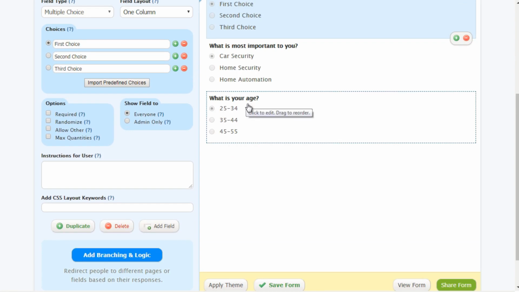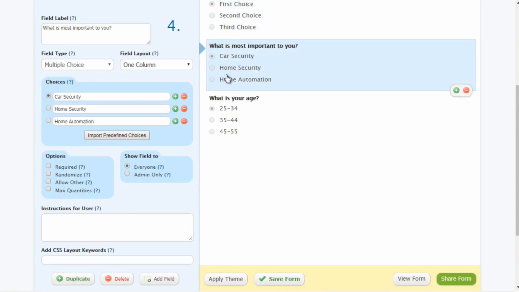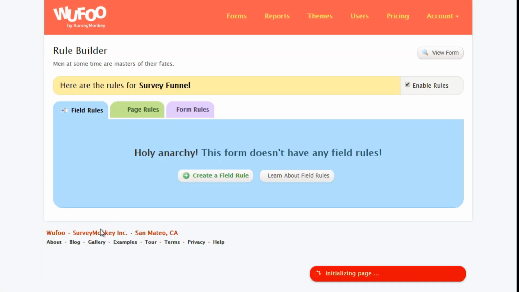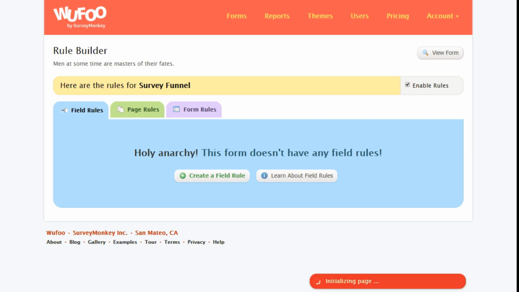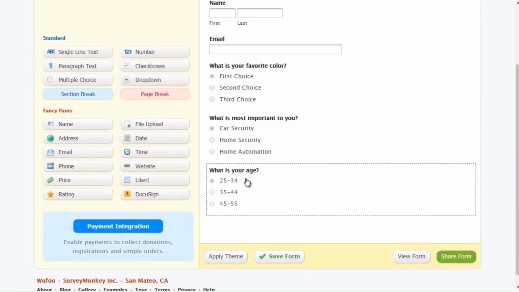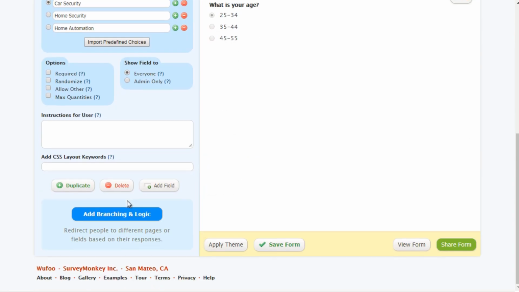Now, here's where it gets interesting. Based on what they enter here, we could actually bring them to a different location. So if we select the field and we scroll down, we click on add branch and logic. So it says you can redirect people. So let's go back over here. Select this here, scroll, it says redirect people to different pages or fields based on their responses. And that's what you want, right?